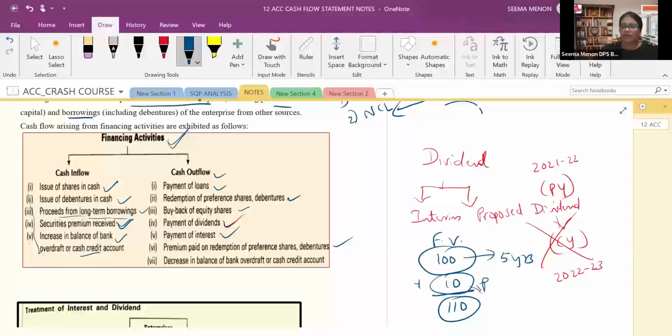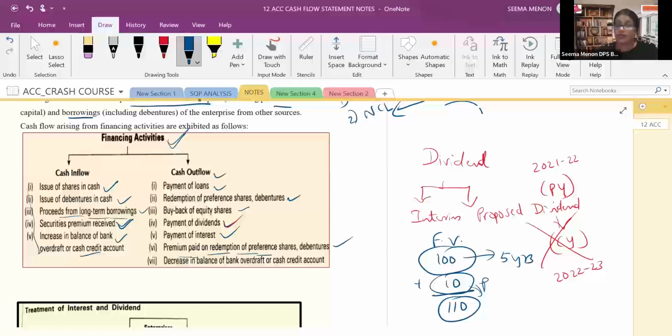And this premium will be given at the time of redemption. That is called premium paid on redemption of preference share or debenture. And it is a capital loss to the company. That is an outflow also, because the company will pay after 5 years. Whenever the company pays this, that time it will be considered as an outflow. All types of payment are always outflow.